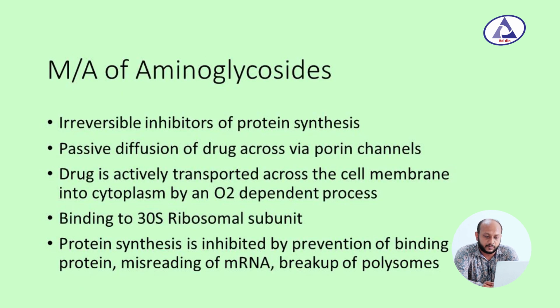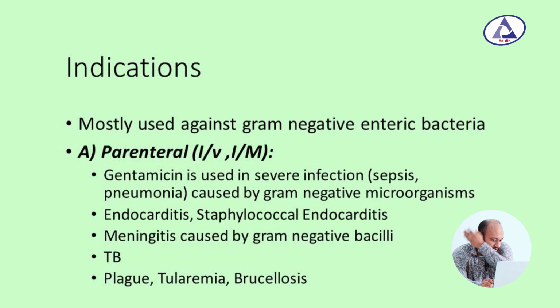Now, the mechanism of action of aminoglycosides. These are irreversible inhibitors of protein synthesis. Passive diffusion of the drug occurs via the porin channels. The drug is then actively transported across the cell membrane into the cytoplasm by an oxygen-dependent process, binding to the 30S ribosomal subunit. Protein synthesis is then inhibited by prevention of initiation complex formation, misreading of mRNA, and breakup of polysomes into non-functional monosomes.